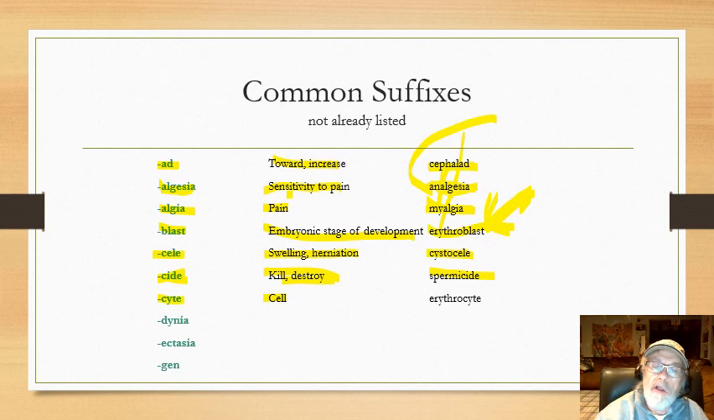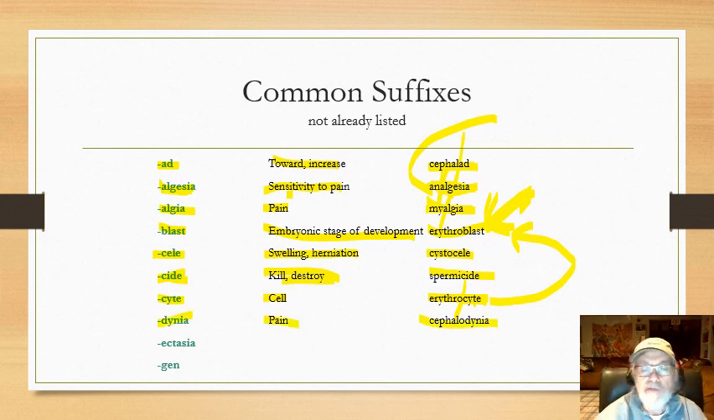Cyte means cell. Erythrocyte is the adult form of the erythroblast. Cyte means cell, so this is basically a red blood cell. Erythro means red, so red cell. Okay, the dynia we had before means pain. Cephalodynia. I've never heard this word. I sort of made this one up just to give an example. Cephalo meant what? Head. So cephalodynia would mean headache. Although I've never used that word, I'd say headache. It works just as well for me.